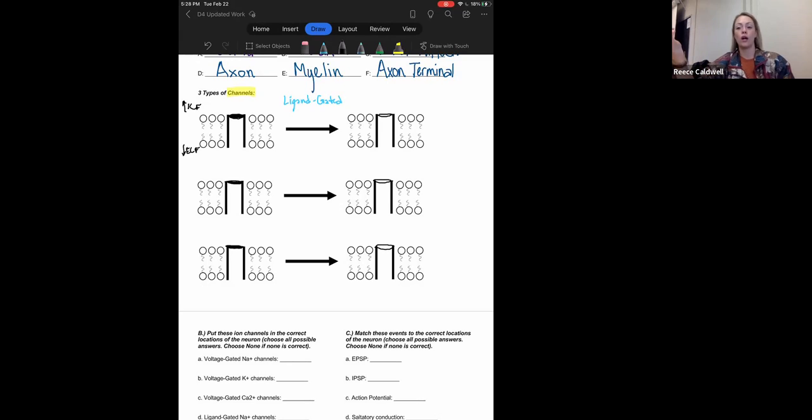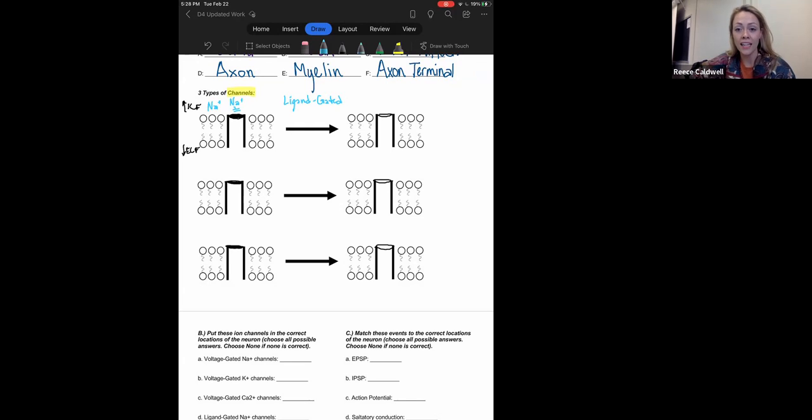So we're going to go over how we open the channels. Back to our ligand-gated channels, we're going to use the molecule sodium in all of these examples because sodium is a very commonly used molecule in the body. One thing we know is that sodium exists in higher concentrations outside of the cell in the extracellular fluid. And when we need to move it inside of the cell, we have to use a channel. It can't just simply diffuse past that cell membrane. We have to open a channel.